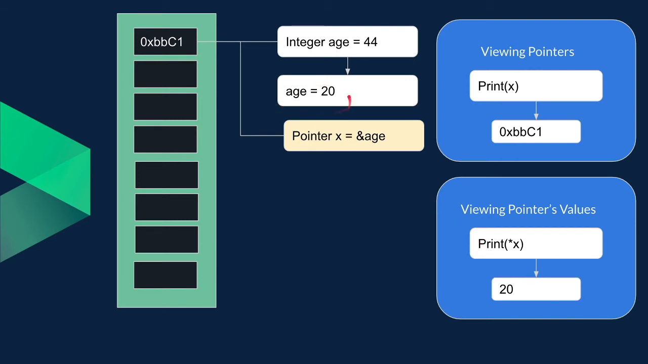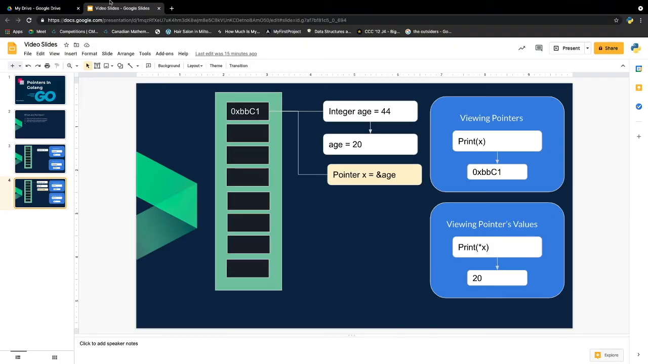As you can see over here, pointers of a variable are directly related to the variable itself. Any changes to the variable will also happen to the pointer as well. Now, let's start coding.